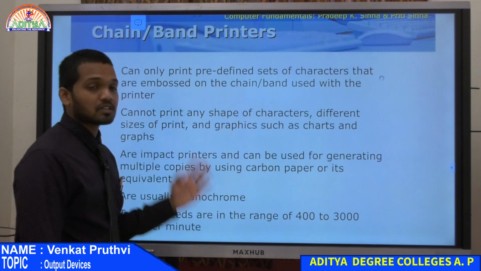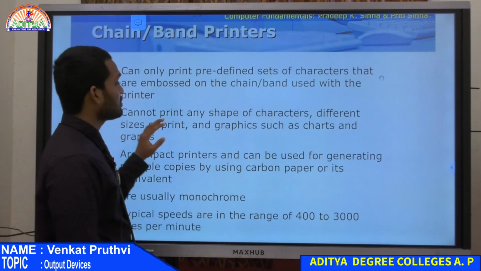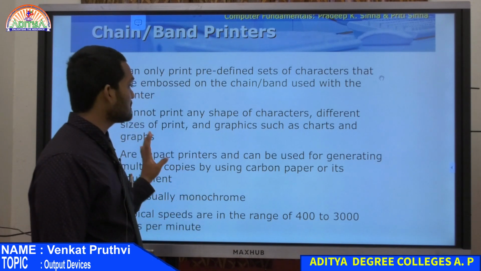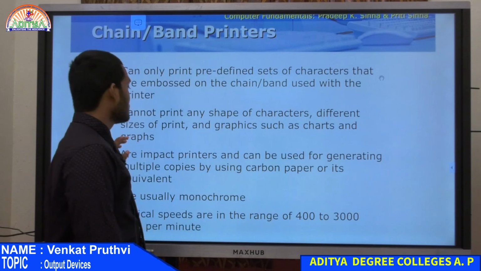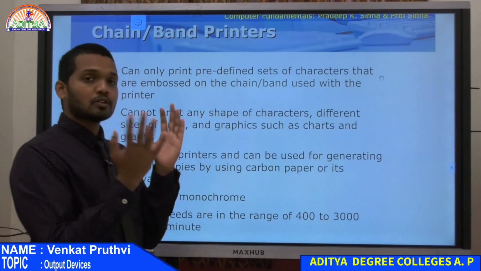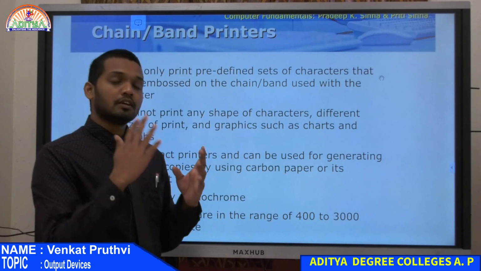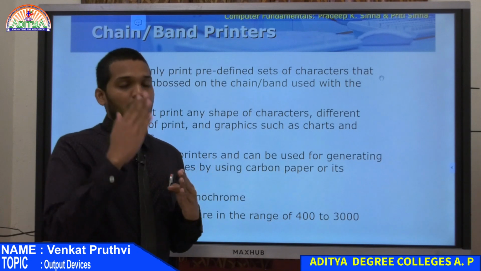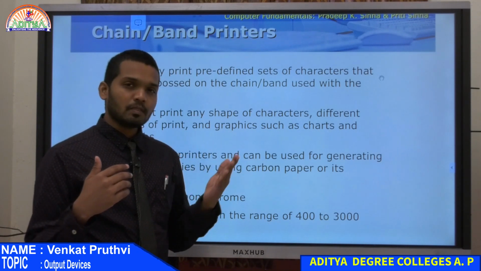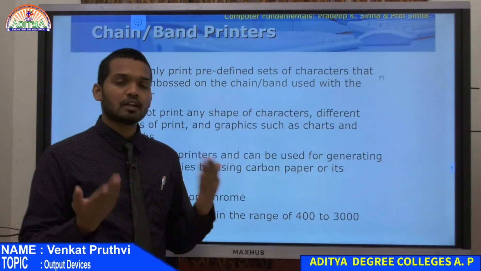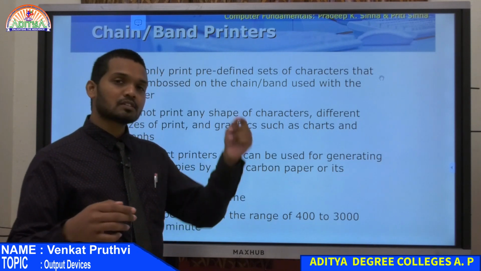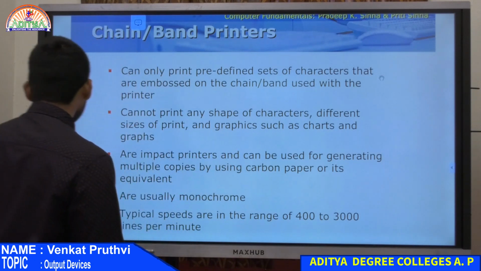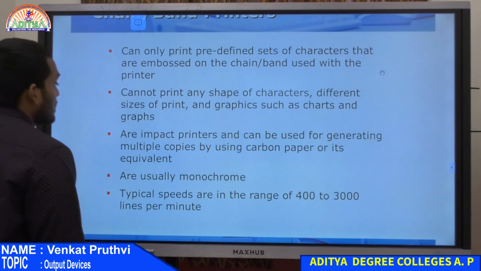Whereas in chain band printers and drum printers, it is not the case. They don't support any shape of characters or different sizes of print. They don't even support graphics such as charts and graphs, because only the characters embossed on that chain or band, or the cylindrical drum, can be printed. So if you want to print a graph, or draw a circle on the output, you cannot get it, because that line or shape is not available in the drum or the cylindrical printer. And these are all impact printers.